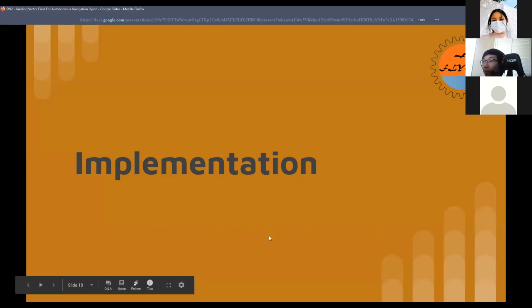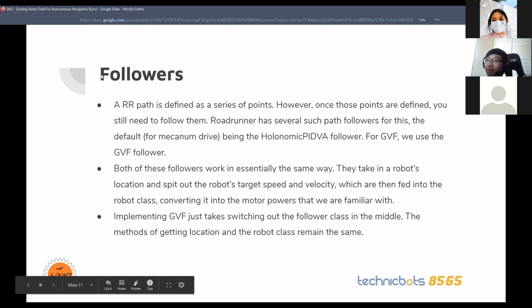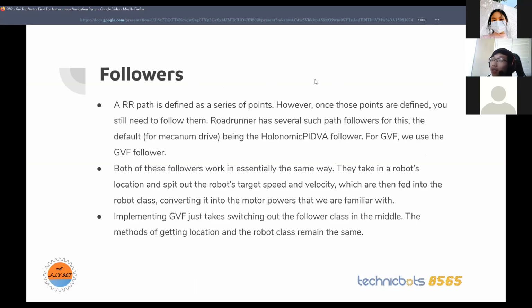So how do we implement all this? We do this through followers. As we already talked about, a Roadrunner path is a series of points, and then you draw a spline or a straight line between them. However, once these points are defined, you still need to follow them. In other words, you need something to convert your current location of the robot to what your robot wants to do. So Roadrunner has several such path followers for this.